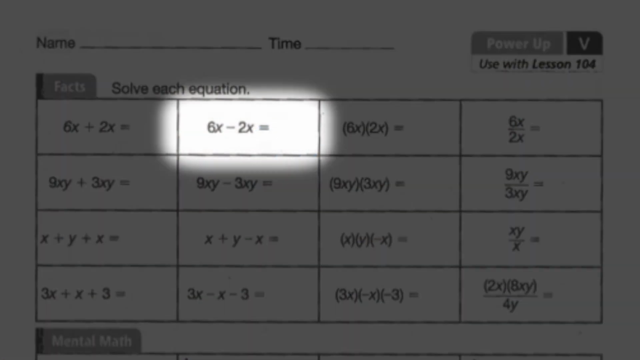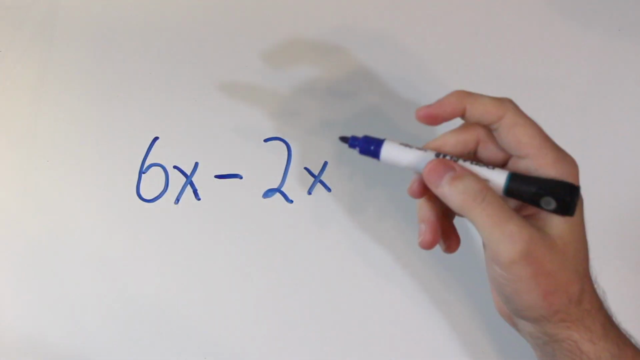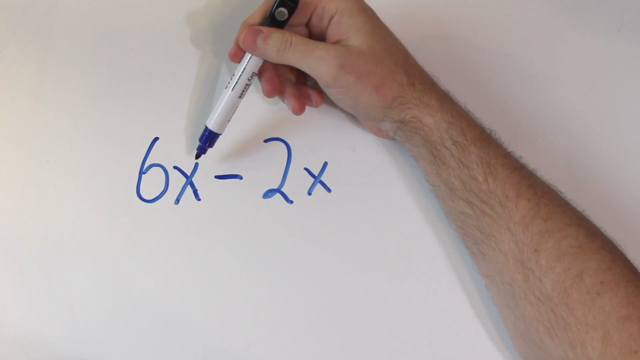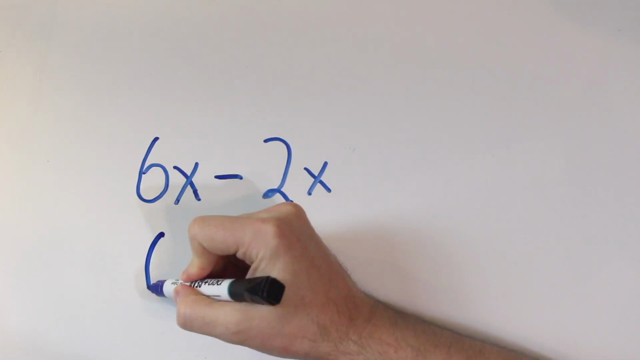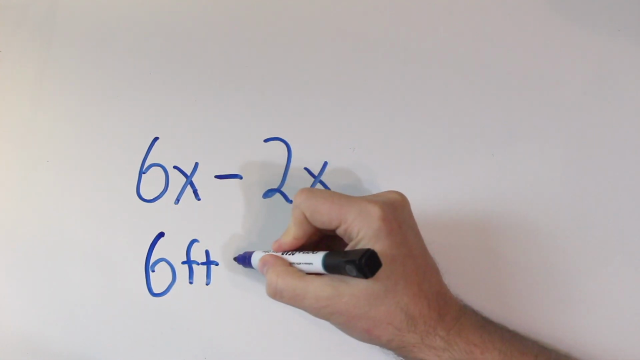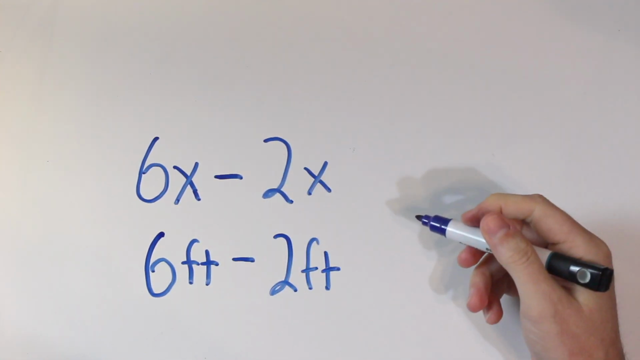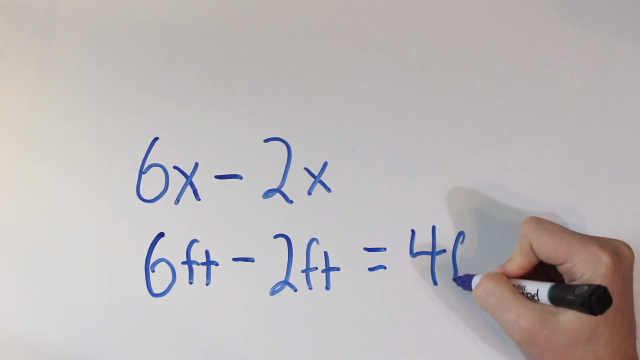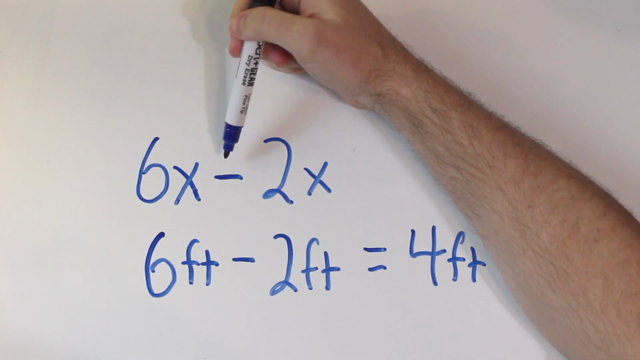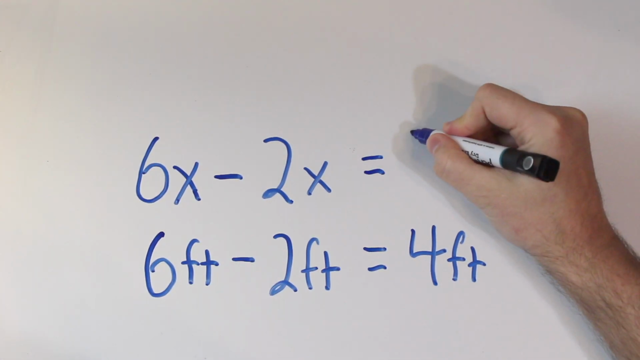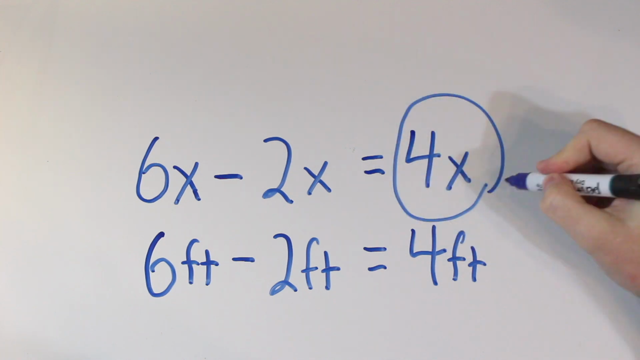This next problem is just as easy as before. 6x minus 2x. Let's imagine something concrete for this variable. This time maybe x is a foot. 6 feet minus 2 feet would be easy, right? It's just 4 feet. So 6x minus 2x is 4x. And that's the answer.